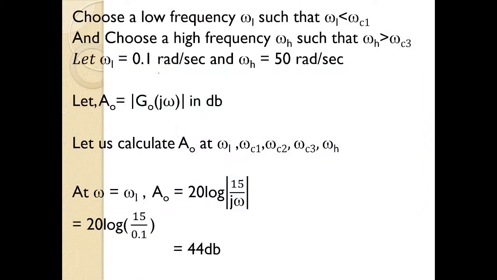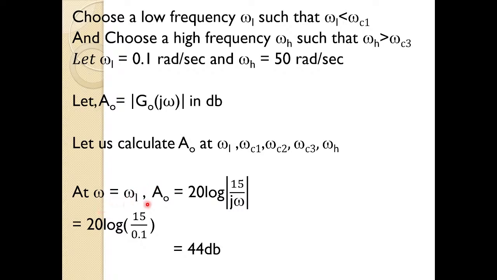Next, let us consider low frequency and high frequency. Omega L should be less than omega c1 and high frequency omega H should be greater than omega c3. So omega L I have assumed 0.1 radian per second, omega H I have assumed 50 radian per second. For the compensated system, magnitude A in decibels, I have assumed the notation A naught. So A naught is equal to G naught of j omega in decibels. I have to calculate A naught for omega L, omega c1, omega c2, omega c3 and omega H.